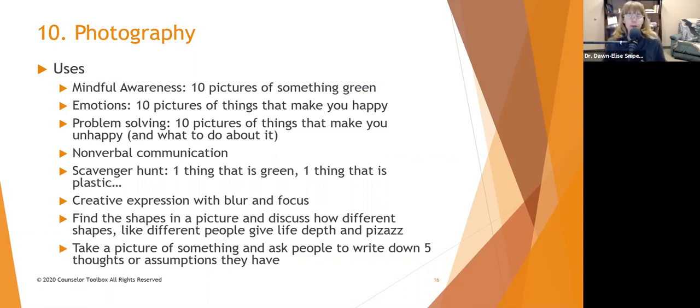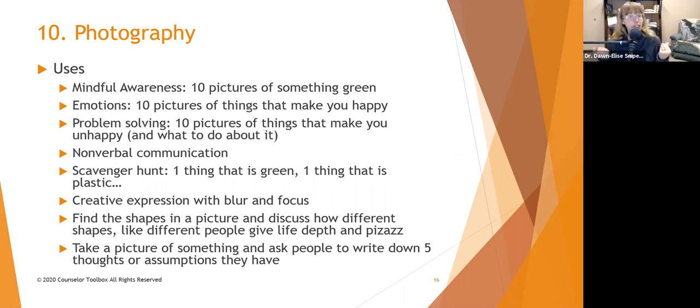You can also take a picture of something and ask people to write down 5 thoughts or assumptions they have about it. Sometimes we make assumptions about how people feel based on their facial expressions. So take a picture of somebody who is resting. They're not posing for the camera. And, forgive me for saying this, but when I'm resting, my daughter says I have a resting bitch face. And it's true. I don't look like I'm in the best of moods if I am concentrating on something.